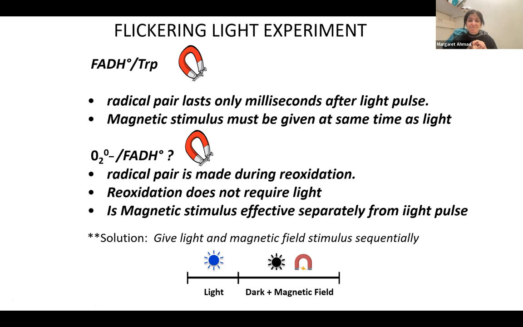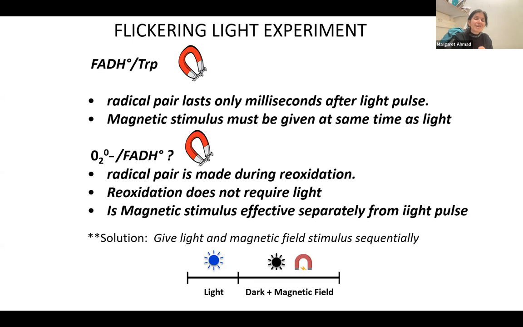Midpoint potential of the cell will affect it. It's actually an ideal step at which you can control cryptochrome using all kinds of different mechanisms. And so in a way, it shouldn't be a surprise that the magnetic field effect can also take advantage of the fact that this takes a lot of time and it happens independently of light.